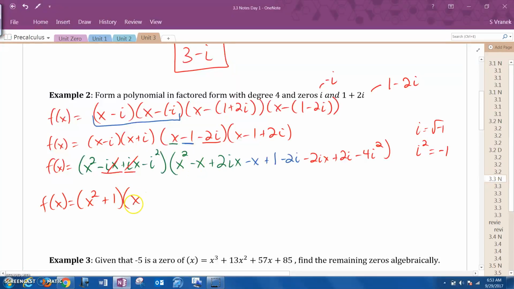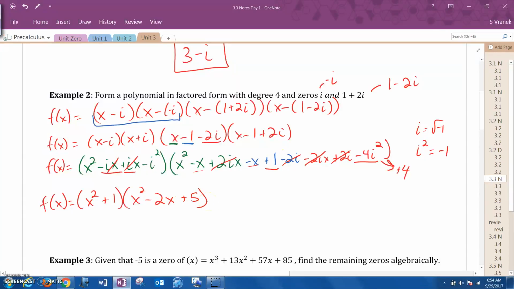Over here we have our x squared. Let's cancel out what cancels out. We have a plus 2ix minus 2ix. Minus 2i plus 2i. Okay. So now for the x's, we have a minus x and a minus x, so that's minus 2x. For the numbers, we have a 1 and a minus 4i squared. This becomes a positive 4 because it switches the sign. The i squared goes away and switches the sign because you're multiplying by negative 1. So we have 4 plus 1 is 5.